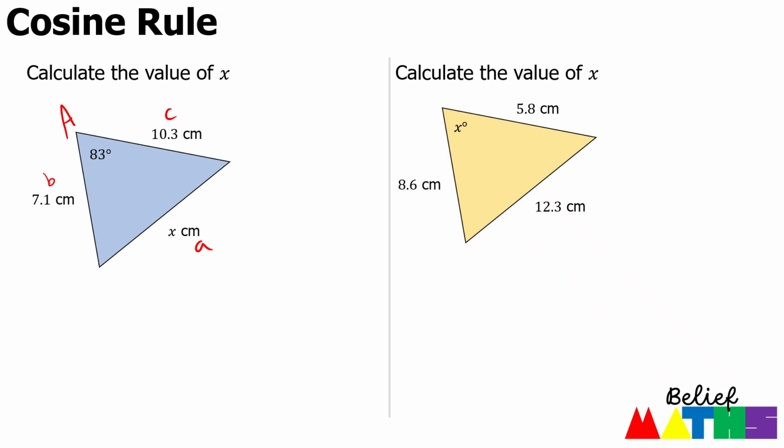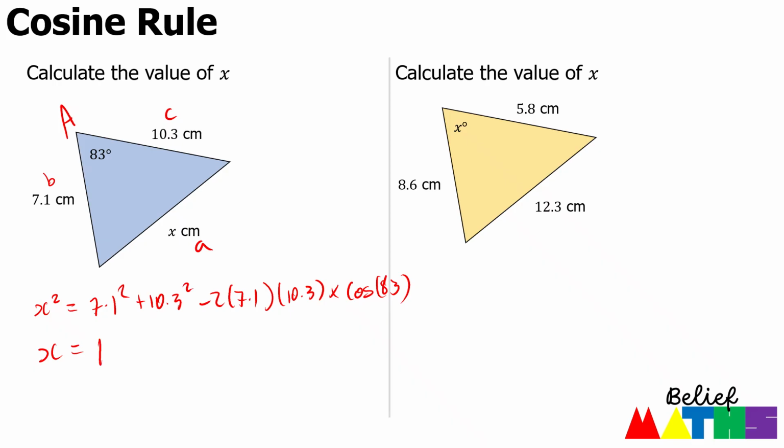So the cosine rule is given to you in the formula sheet. So you get a squared equals b squared plus c squared minus 2bc cos A. So we get x squared is equal to 7.1 squared plus 10.3 squared minus 2 times 7.1 times 10.3 times the cosine of 83. And then we're just going to work that out in our calculator and then the square root of it all. So we end up with an answer of 11.8 as your value of x.